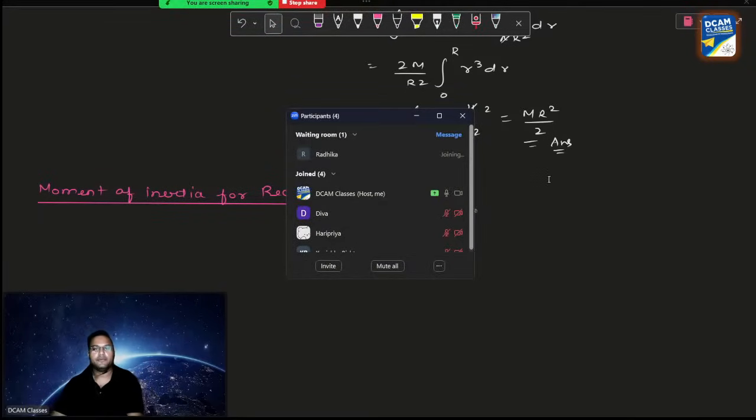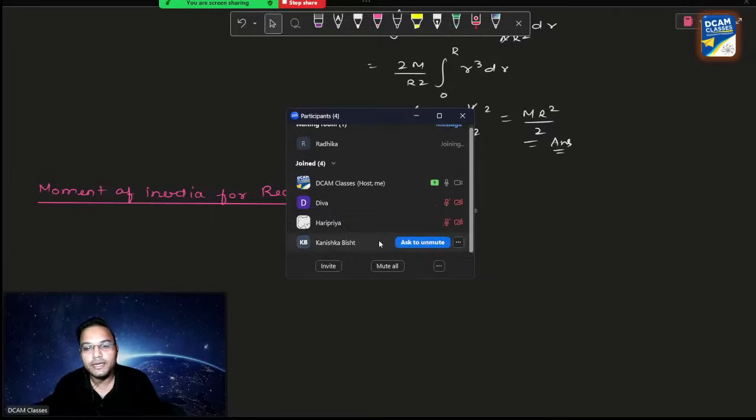Oh, what is happening with Radhika? Radhika is trying to join from the initial. She's trying to join and then she's not able to join. Do you guys do anything else? Tell me, Diva, Haripriya, Kanishka.